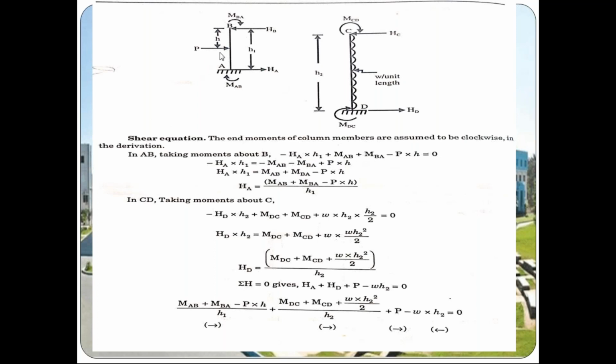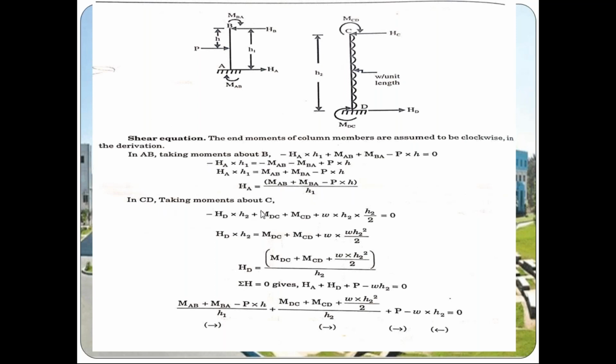the moments. And we have one more load P. Because of this load we have an anti-clockwise moment, P into H, so minus P into H is equal to 0. On solving this we get HA is equal to MAB plus MBA minus P into H, the whole thing divided by H1.